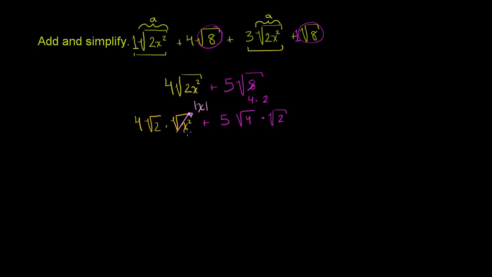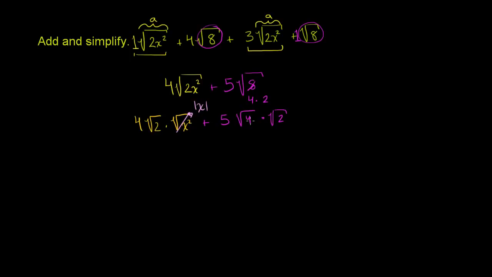If x was negative, let's say it's negative 3, you'd have negative 3 squared. You'd have a positive 9. And so the principal root of a positive 9 is going to be a positive 3. And so it wouldn't just be x. It wouldn't be negative 3. It would be positive 3. So you have to take the absolute value.